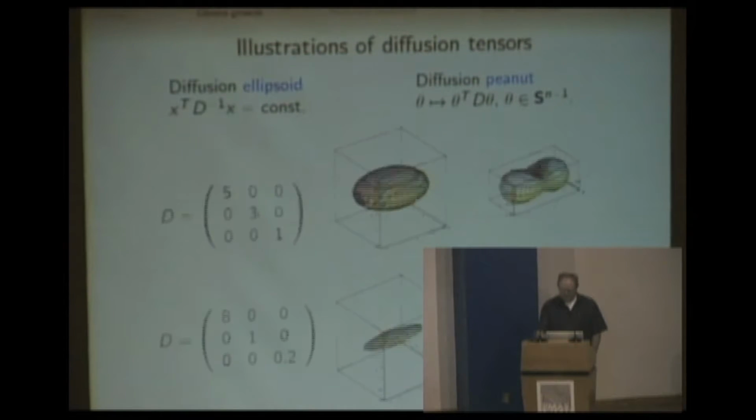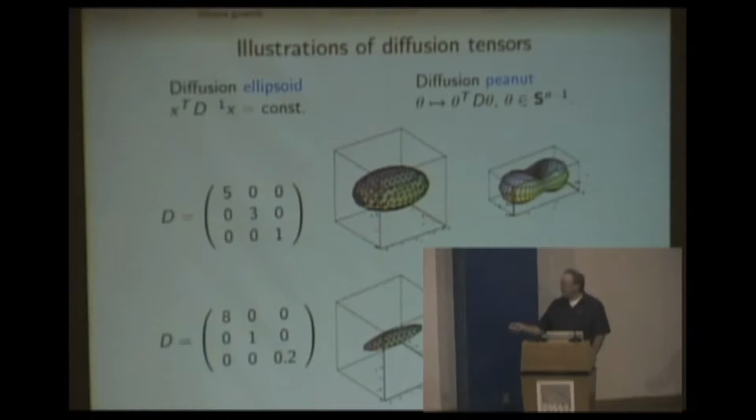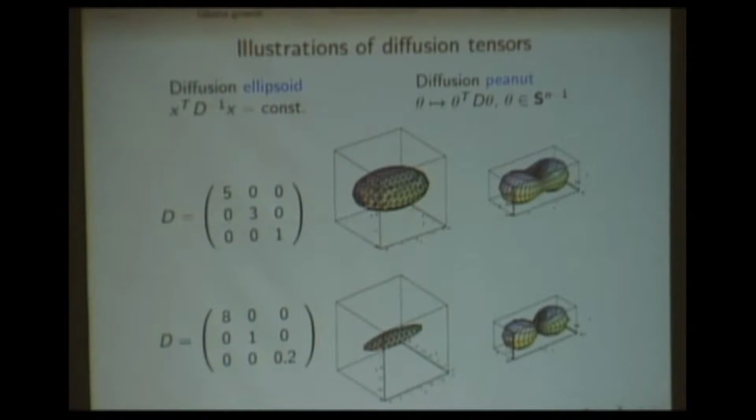And then, so let me show you the pictures. So here you can clearly see why this is called peanut. It just looks like a peanut. So I plotted 3 tensors in different anisotropies. So this one has 8, 1, and 0.2. So it's very highly aligned in the x direction. So this is more cigar-shaped than this one. And then also the peanut is more pinched off here than this one. So the peanut then tells you the mean square displacement in a given direction.